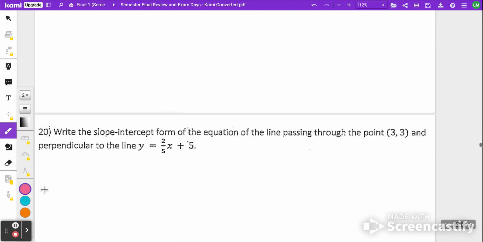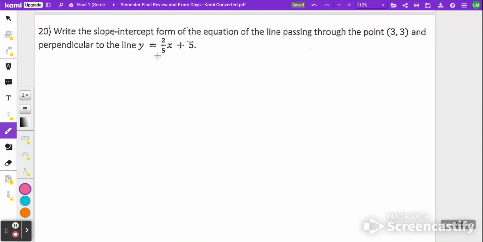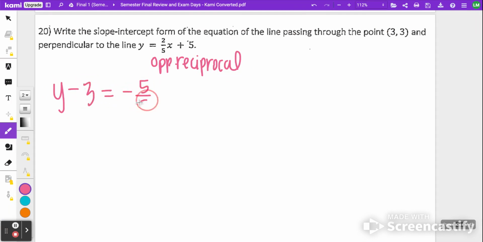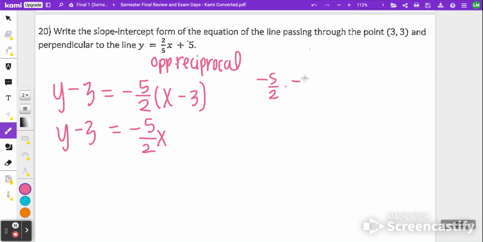Okay. Next up, we have a perpendicular slope. So that means we have to do opposite reciprocal. So when we set this up, we're still going to do y minus y1, so y minus 3, but now instead of 2/5, we're going to do negative 5/2, and then parentheses x minus x1, x minus 3. When we distribute here, we're technically doing negative 5/2 times x, but then we're doing negative 5/2 times negative 3/1. That's going to give us 15/2. So you can keep it as 15/2. It's going to be positive because a negative times a negative is a positive. Or if you change that to 7.5, that's fine.